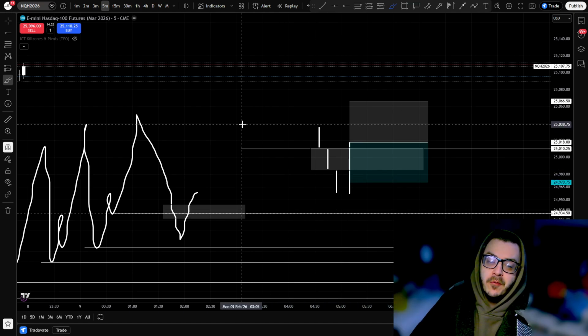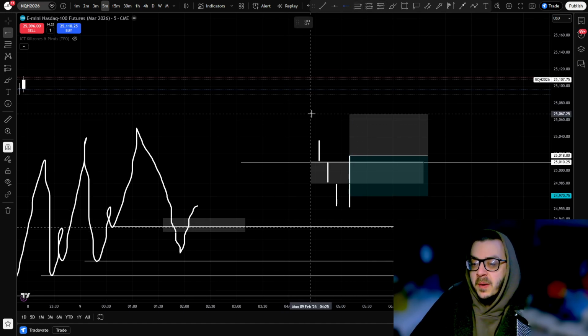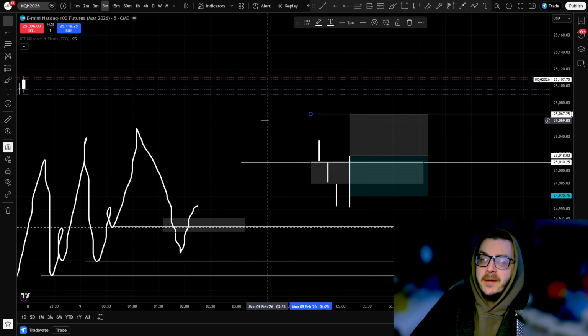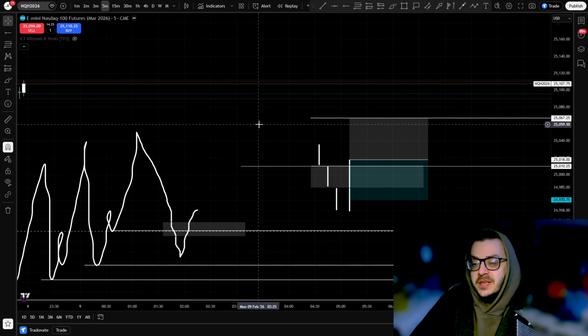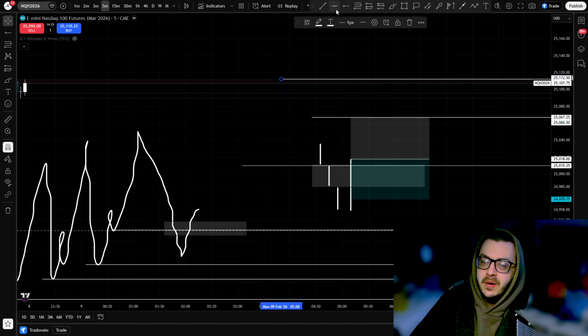But if I'm right, and I'm right a lot of the time because of this specific strategy that I use, we'll come up and we hit 1 for 1, which is my first target. At which point I will scale half my position at 1 for 1 for $100 profit. And then I'll go break even on the rest and I will set runners for liquidity above.